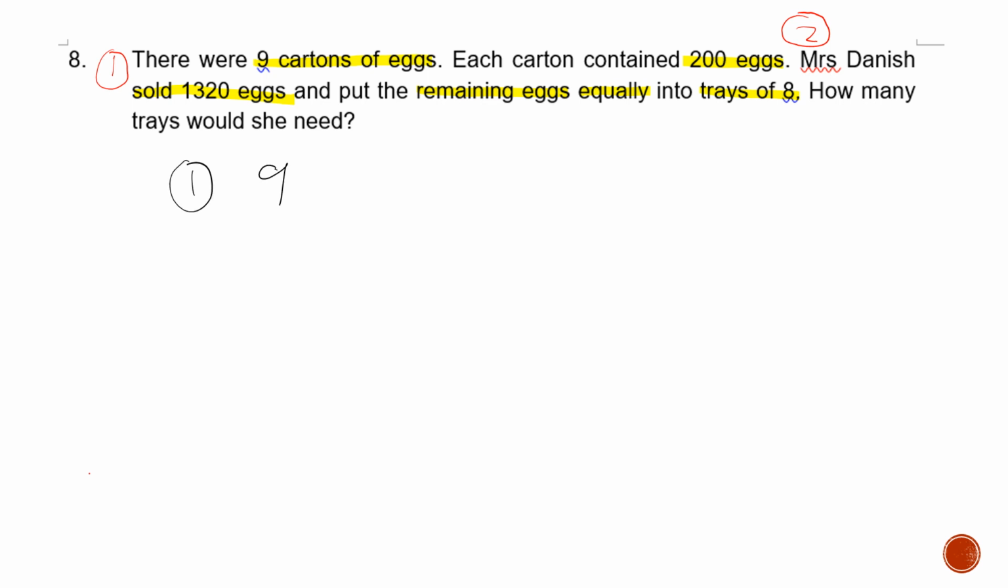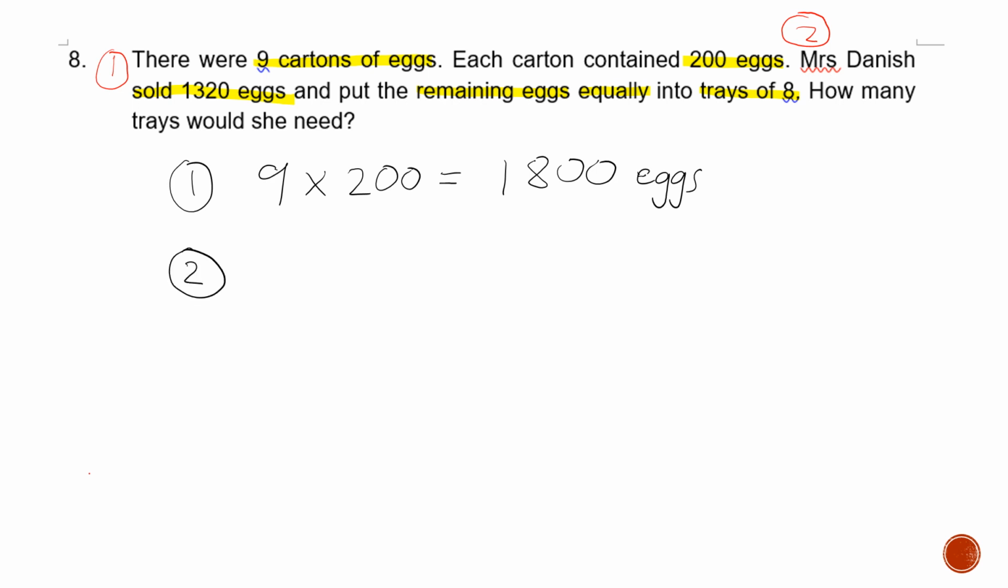There were 9 cartons of 200 eggs. So this is the first part. There are 9 groups of 200. By using mental calculation, you should get 1,800 eggs. This is the total number of eggs. So that's for part 1.